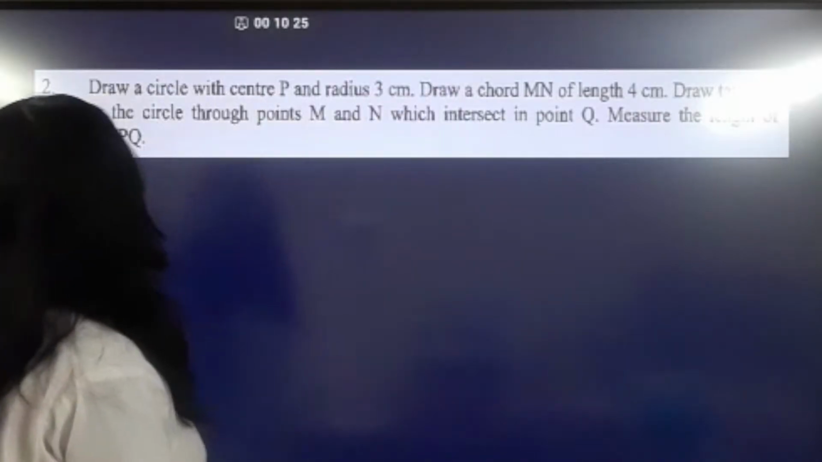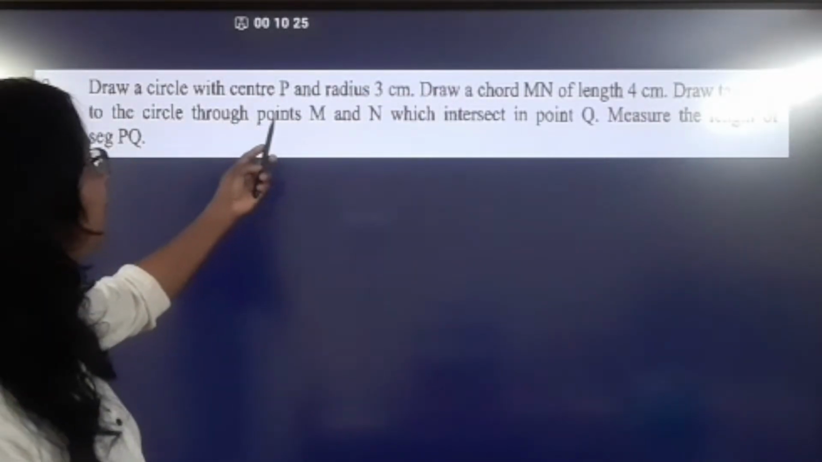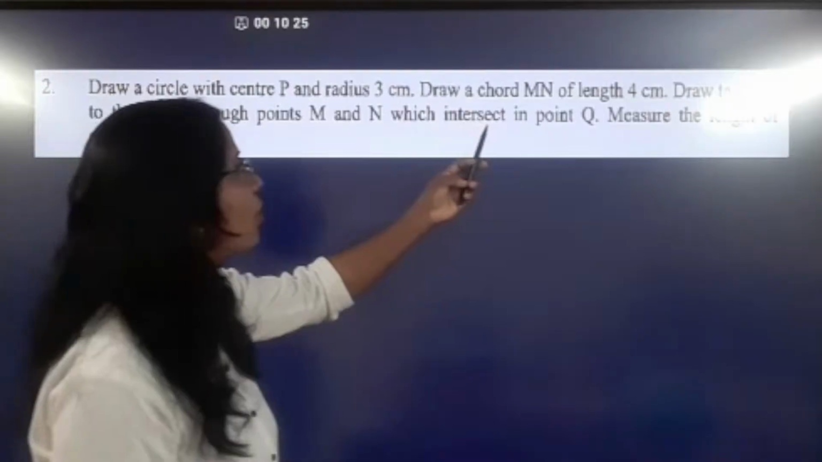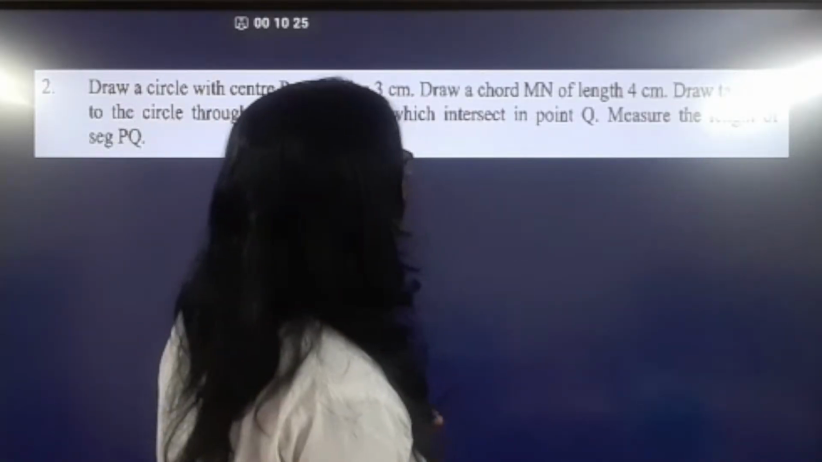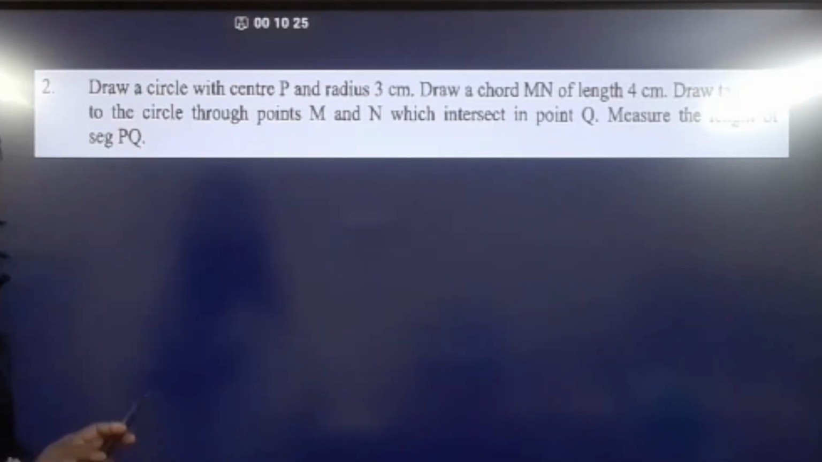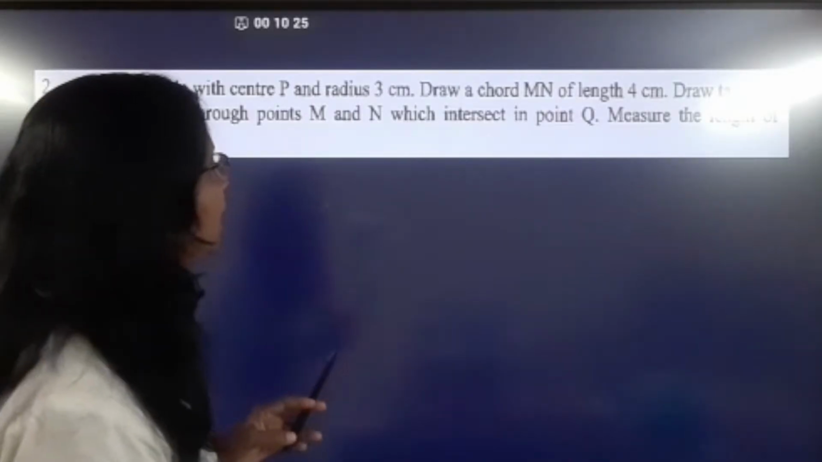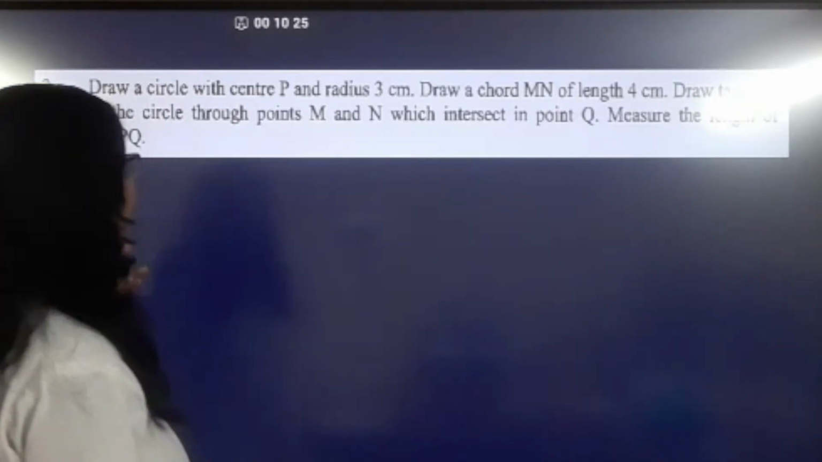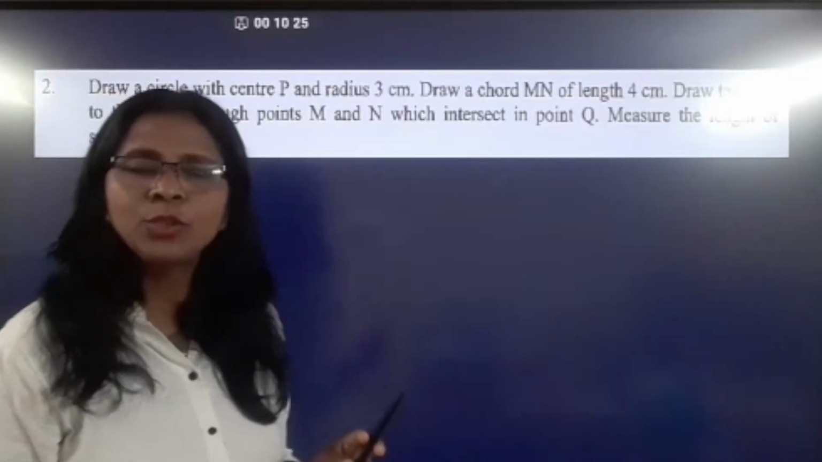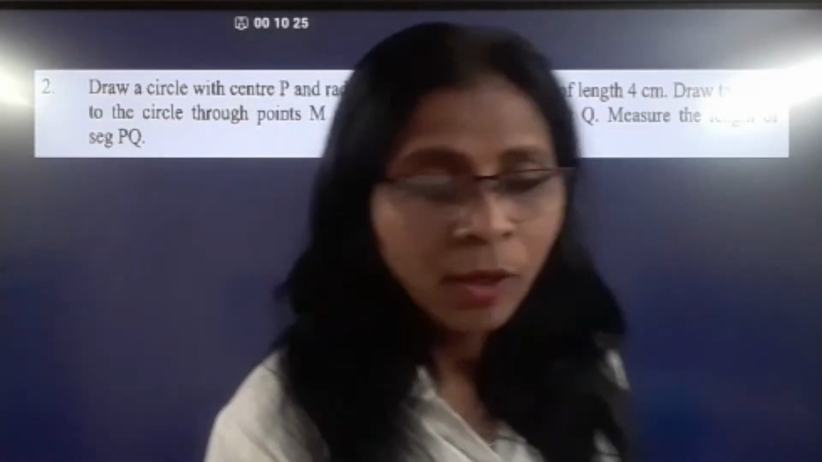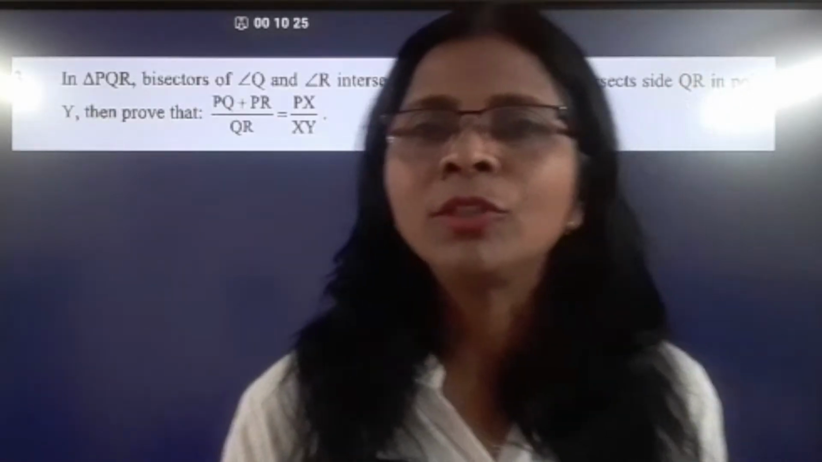Now here students, draw a circle with center P and radius 3 centimeter. Draw a chord MN of length 4 centimeter. Draw tangents to the circle through points M and N which intersect in point Q. Measure the length of the segment PQ. It is for construction, so you observe the video for the construction.